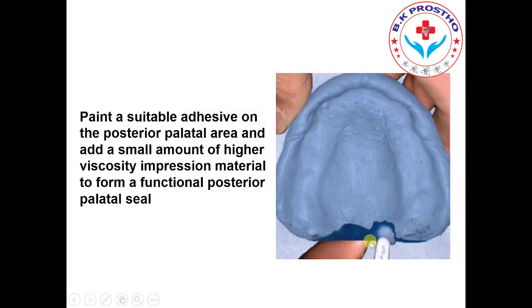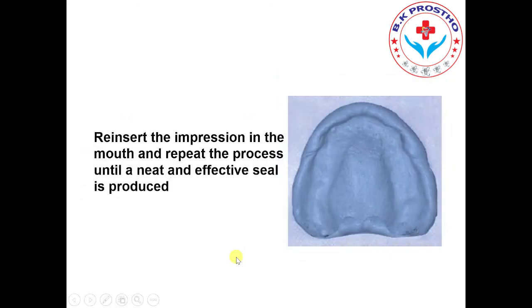is painted with adhesive until the adhesive becomes dry. And then we add a small amount of high viscosity elastomer impression material, then reinsert the tray into the patient's mouth and record the functional physiological post-palatal seal. Reinsert the impression in the mouth and repeat the process until a neat and effective seal is produced. You can see this effective seal which is produced.